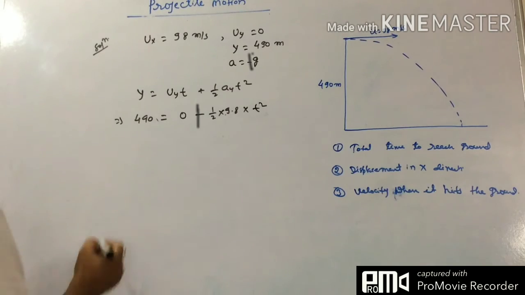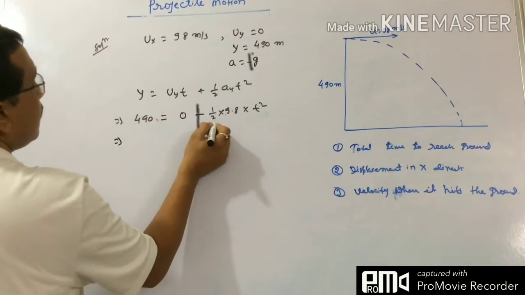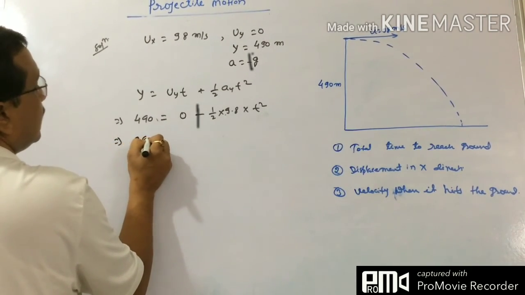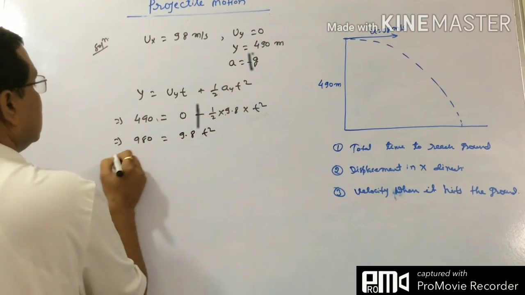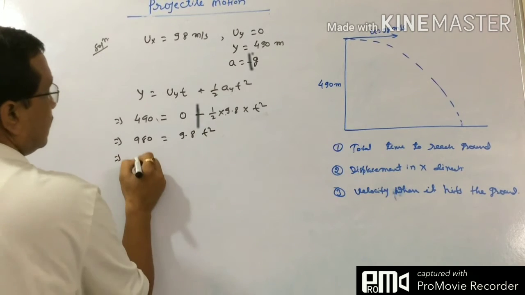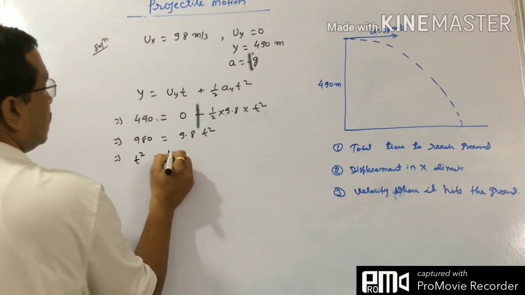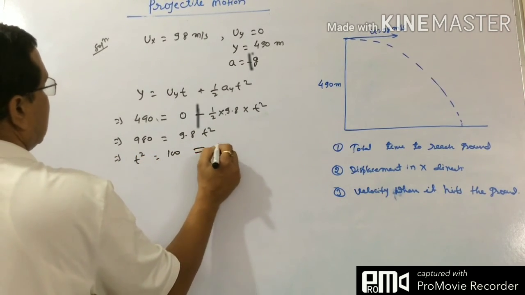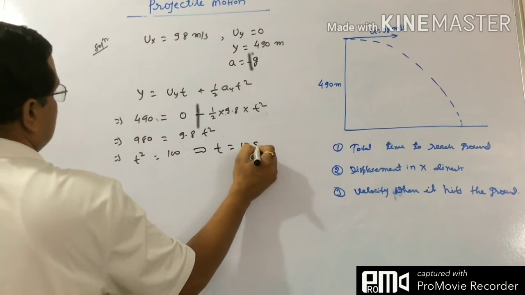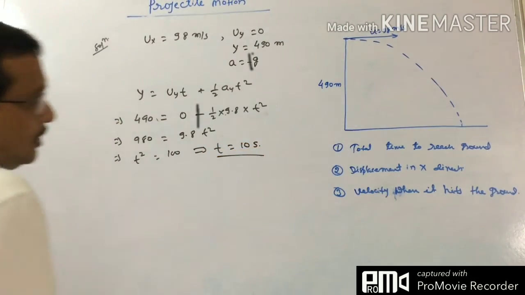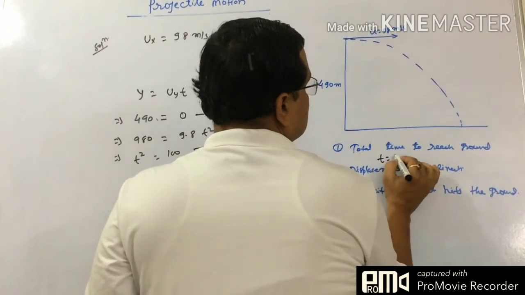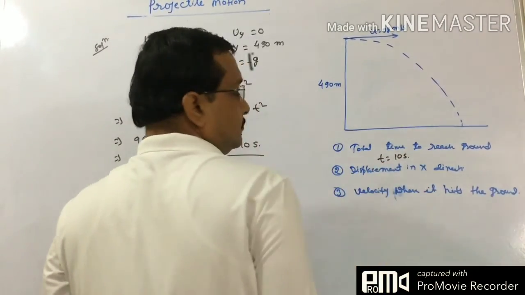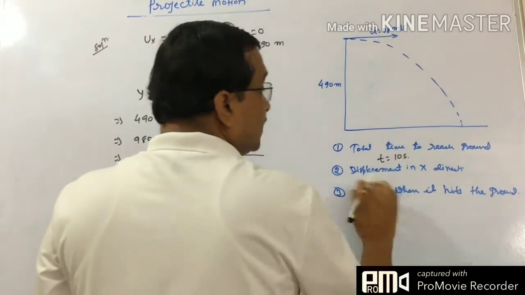Fine. So what will be the value? 490 equals 4.9 into t square. So from here, t square equals 100, that implies t equals 10 seconds. So the total time taken by the particle to reach the ground is t equals 10 seconds. That is the answer.